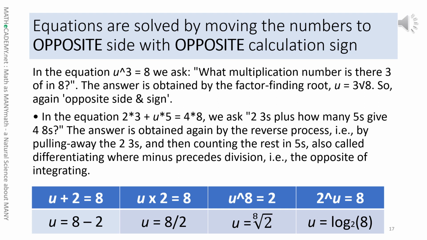In the equation 2 times 3 plus u times 5 is 4 times 8, we ask 2 3's plus how many 5's give 4 8's. The answer is obtained again by the reverse process, by pulling away the 2 3's, and then counting the rest in 5's, also called differentiating, where minus precedes division, as the opposite of integrating.